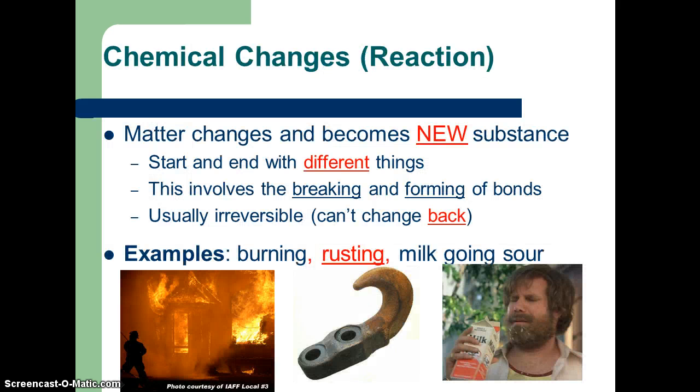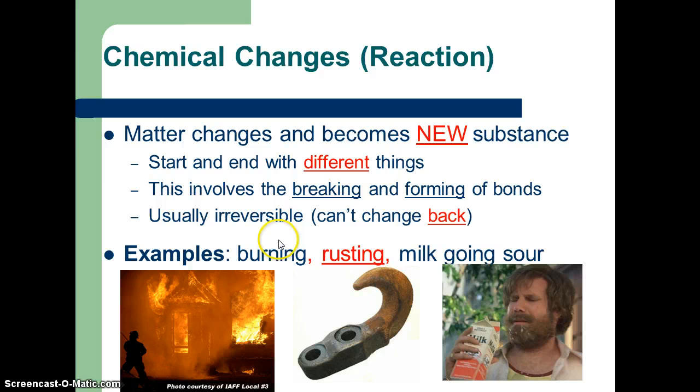On the other hand, we have chemical changes that are chemical reactions. This is when matter changes and becomes something completely new. We start and end with different things. This is involving the breaking and forming of bonds. It's usually irreversible, which means that you can't change it back. With physical changes, you can change it back to the former state, but with chemical changes, you cannot.